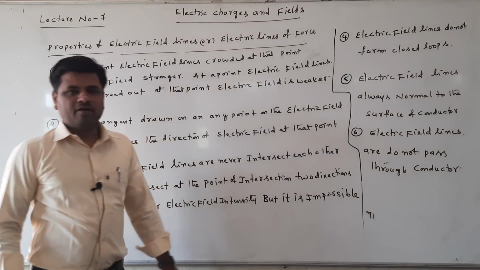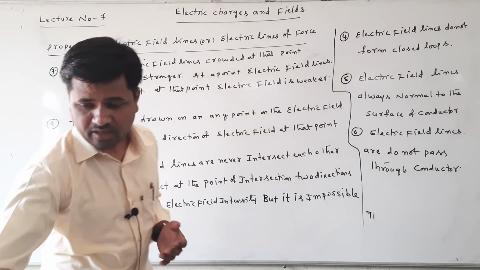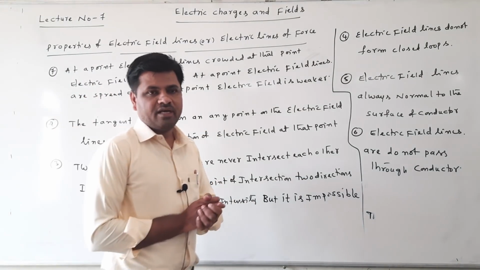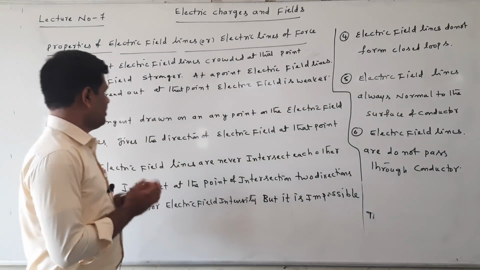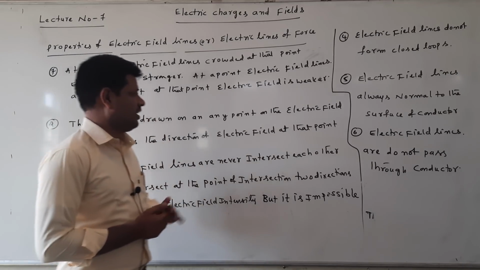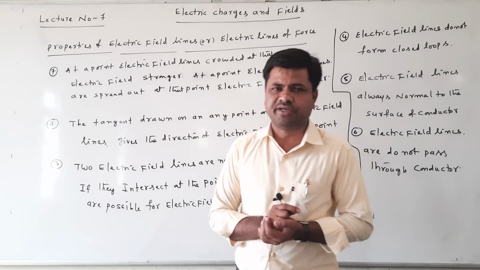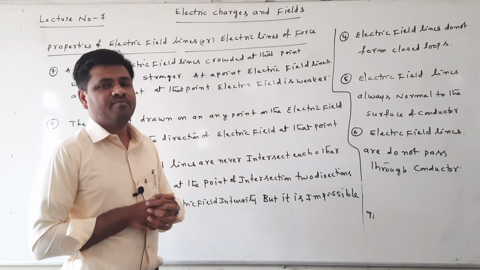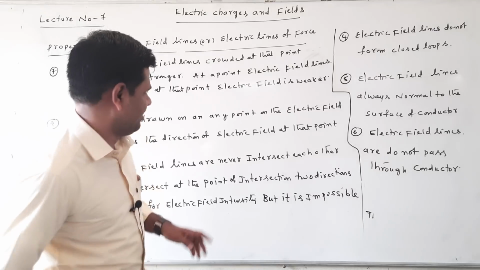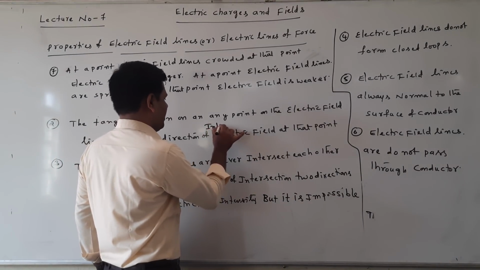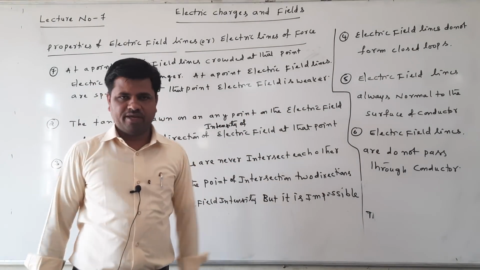Right, these are the very important properties of electric field lines, or electric lines of force. Once again we will discuss them. First property: electric field lines start from the positive charge and end on the negative charge. Second property: the tangent drawn at any point to the electric field line gives the direction of the intensity of electric field at that point.